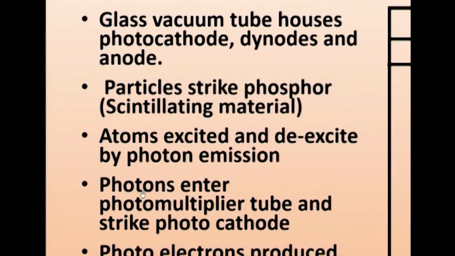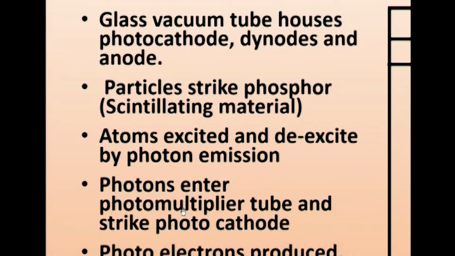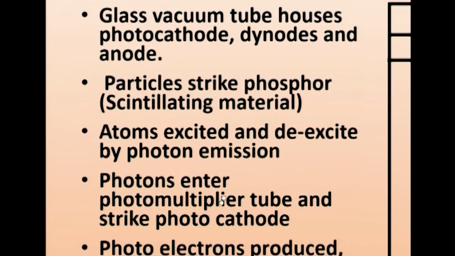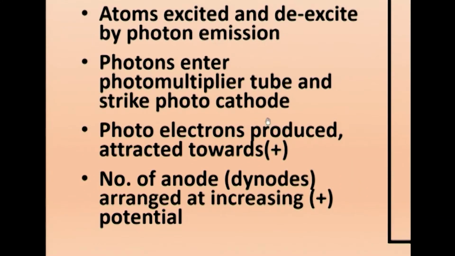Now these photons, that is light energy, enter the photomultiplier tube and strike the photocathode. Already we stated about the photocathode, which is a photoelectric emission. It's a photoelectric effect. When light falls on it, one electron is produced. So the photoelectrons are produced. Now these are attracted towards the positive potential.